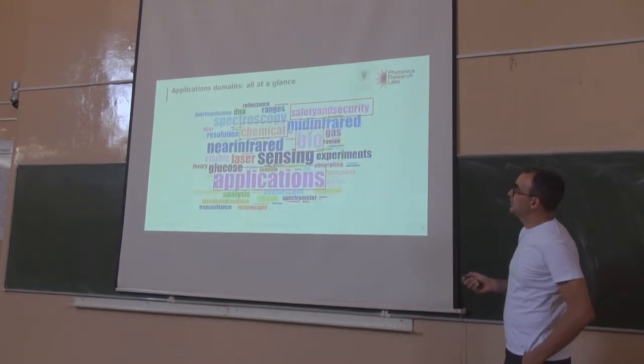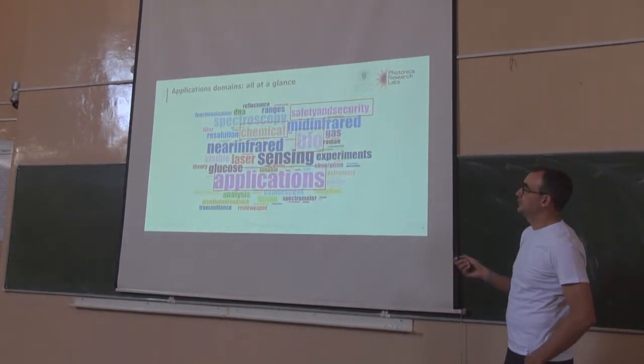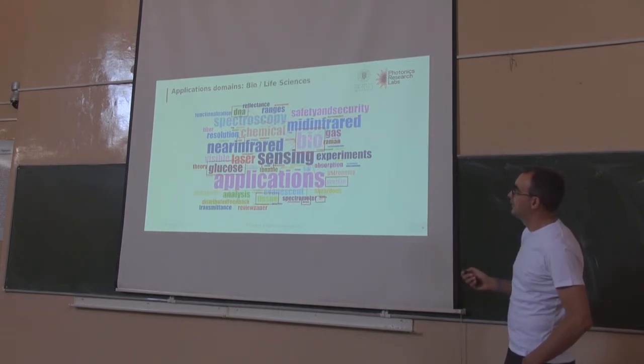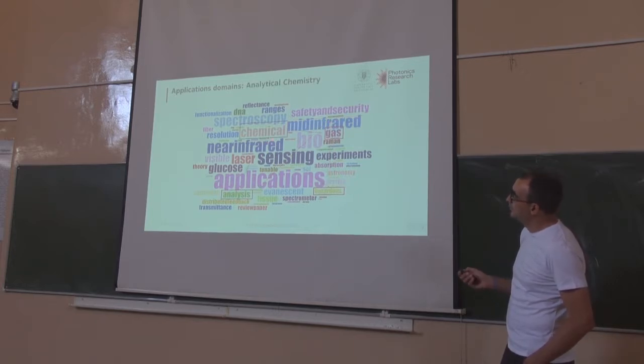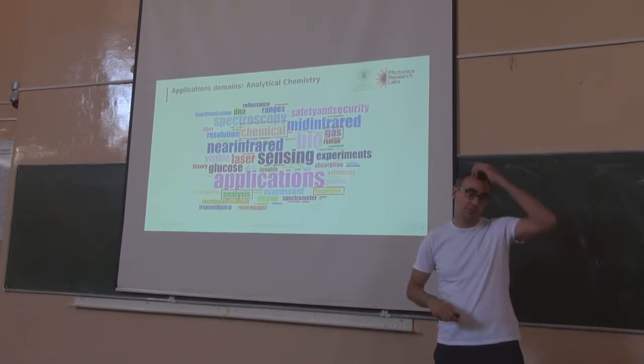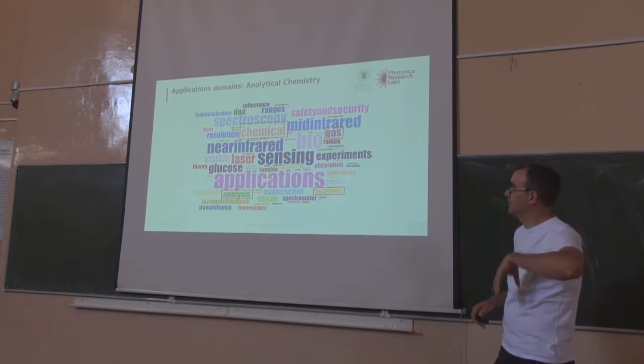So, applications, it may have applications in bio, in chemical, and safety and security. For instance, in bio, to detect glucose, cancer, to scan your tissues, detect some proteins, DNA analysis, etc. In safety and security, because you can detect gases, hazardous substances, etc. And also in the chemical field, because you can analyze the composition of different chemicals in your sample.